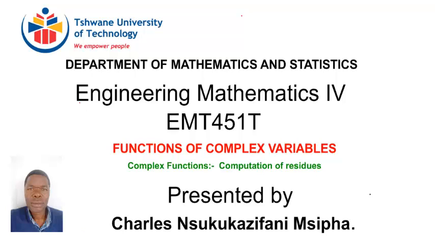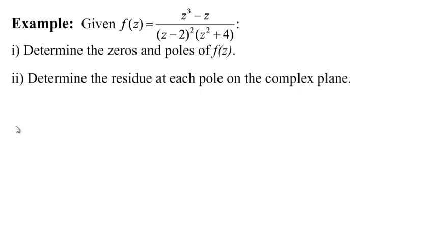Now, let's say we're given an exercise which reads as follows. Given f of z equal to z cubed minus z over z minus 2 squared multiplied by z squared plus 4. This requires us to determine the zeros and poles of f of z, and in the second part to determine the residues at each pole on the complex plane.